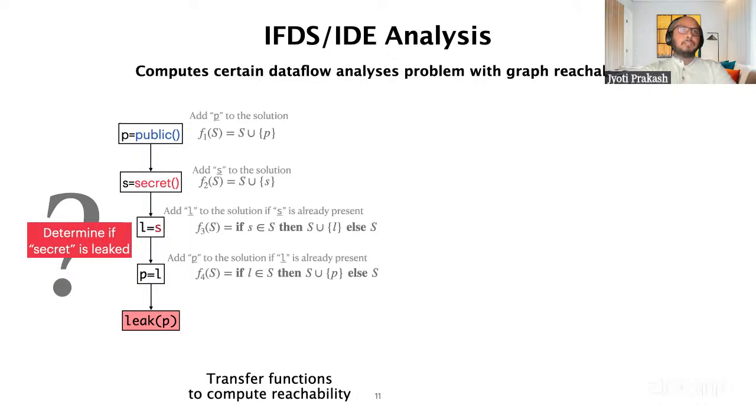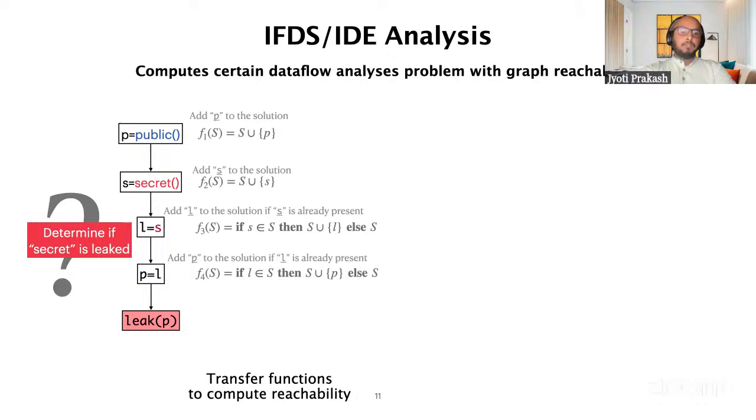So in the first phase, we take S as the set of solutions. Then in the first transfer function, we add P to the solution. In the second transfer function, we add S to the solution. In the third, we add L to the solution if S is already in the solution. And in the fourth transfer function, we add P to the solution if L is already in the solution.